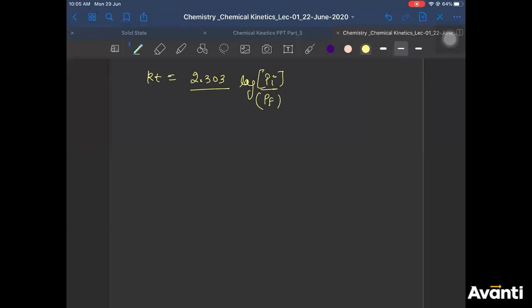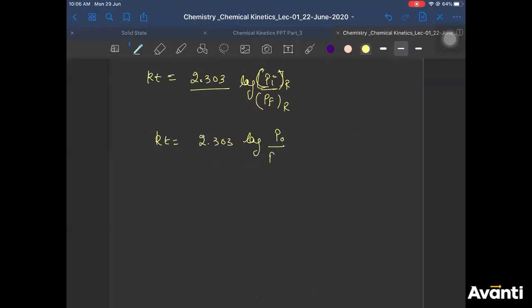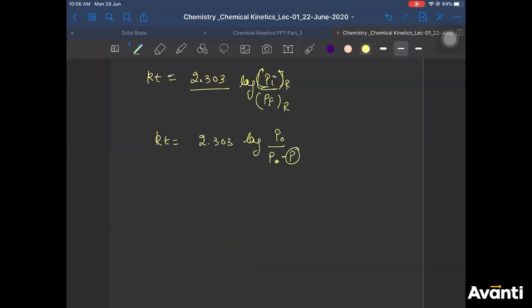And this is for the reactant. Since you used to take R naught by R final as reactant concentration, therefore P initial by P final is also of reactant only. Correct? So your kinetics becomes 2.303 into log. What is your P initial? P naught. What is your P final of reactant? P naught minus P. But P is not given to you in the table. It's an unknown variable. So you will substitute your P in terms of PT and P naught. So what do you get? You get something like this.